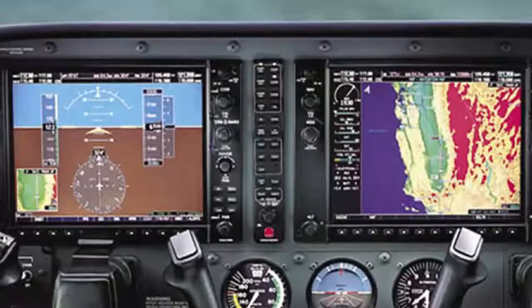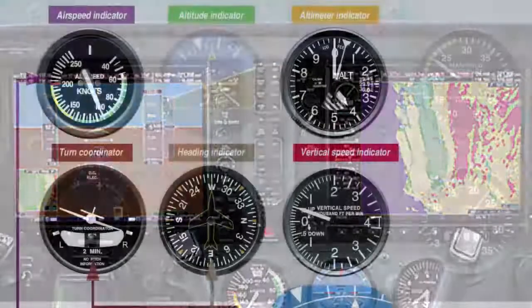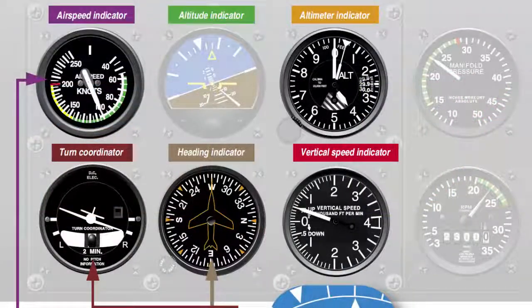Whether an aircraft has analog or digital, commonly referred to as glass instruments, the instrumentation falls into three different categories: performance, control, and navigation.